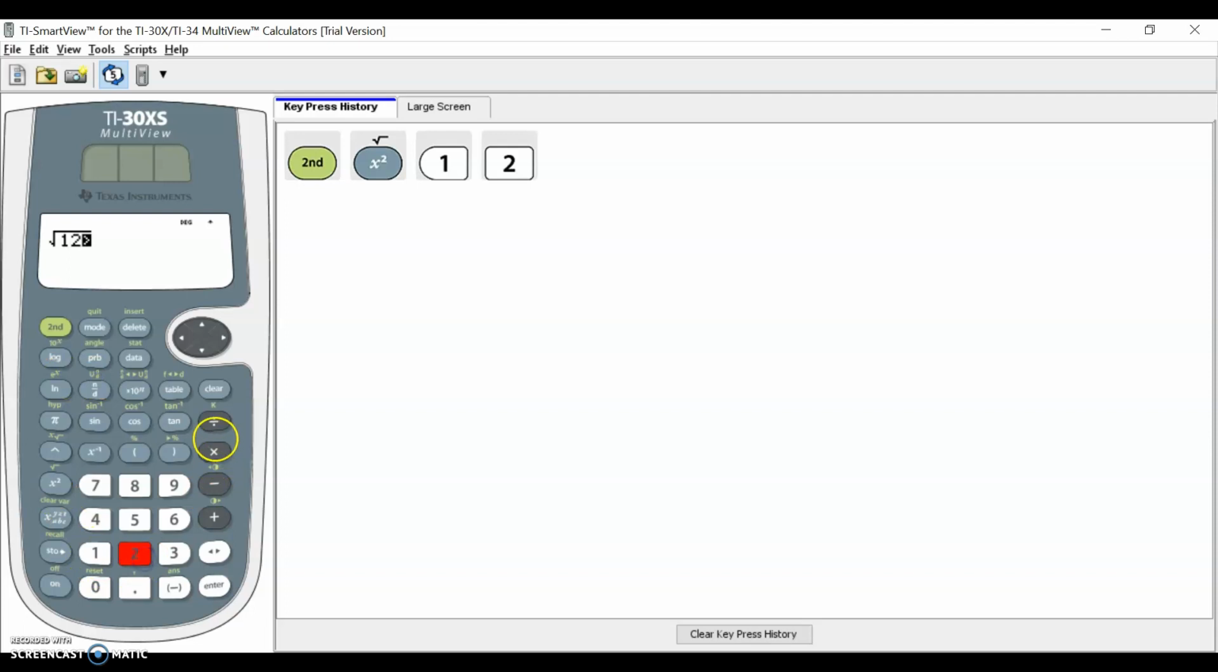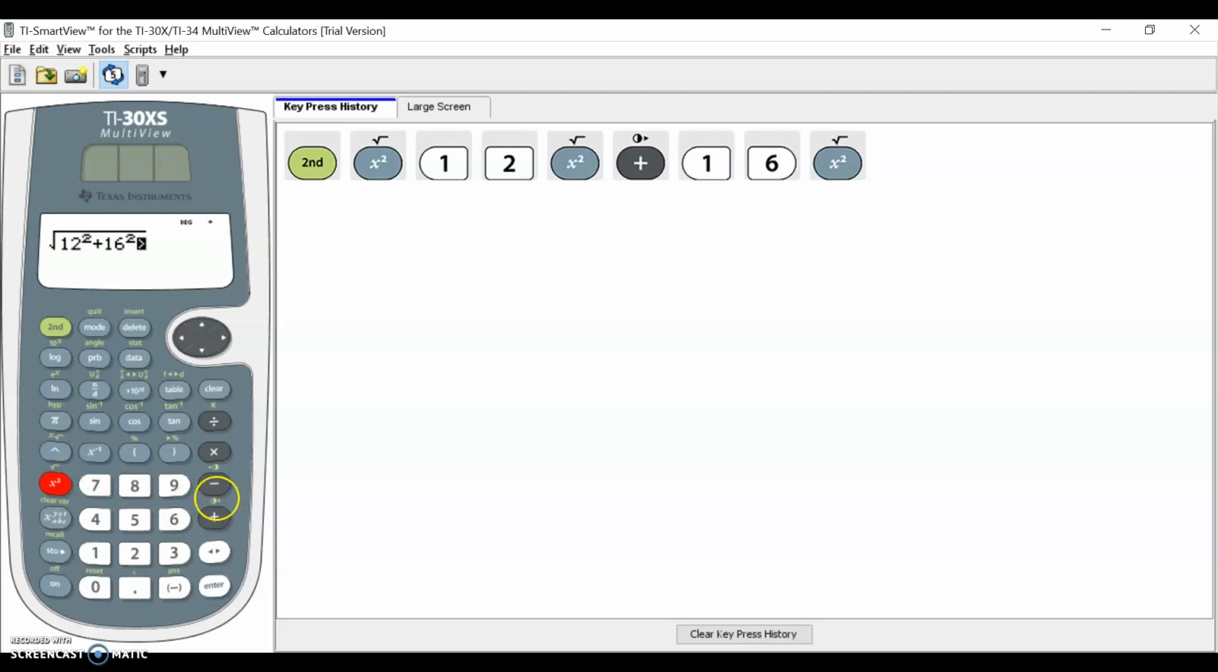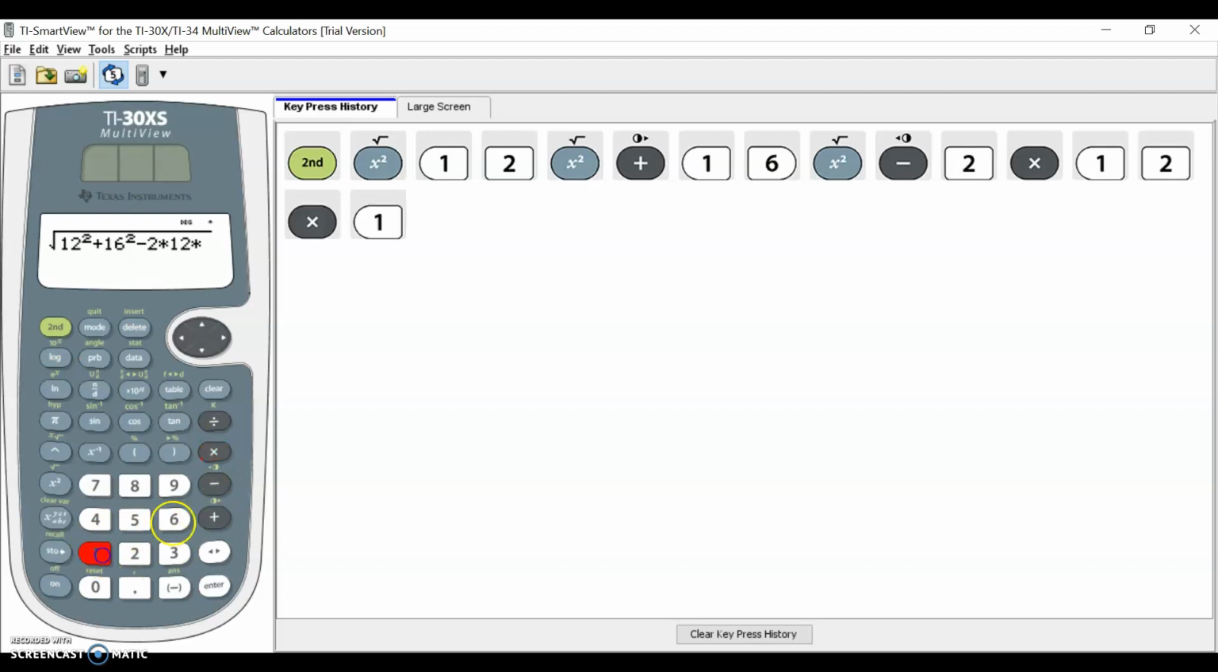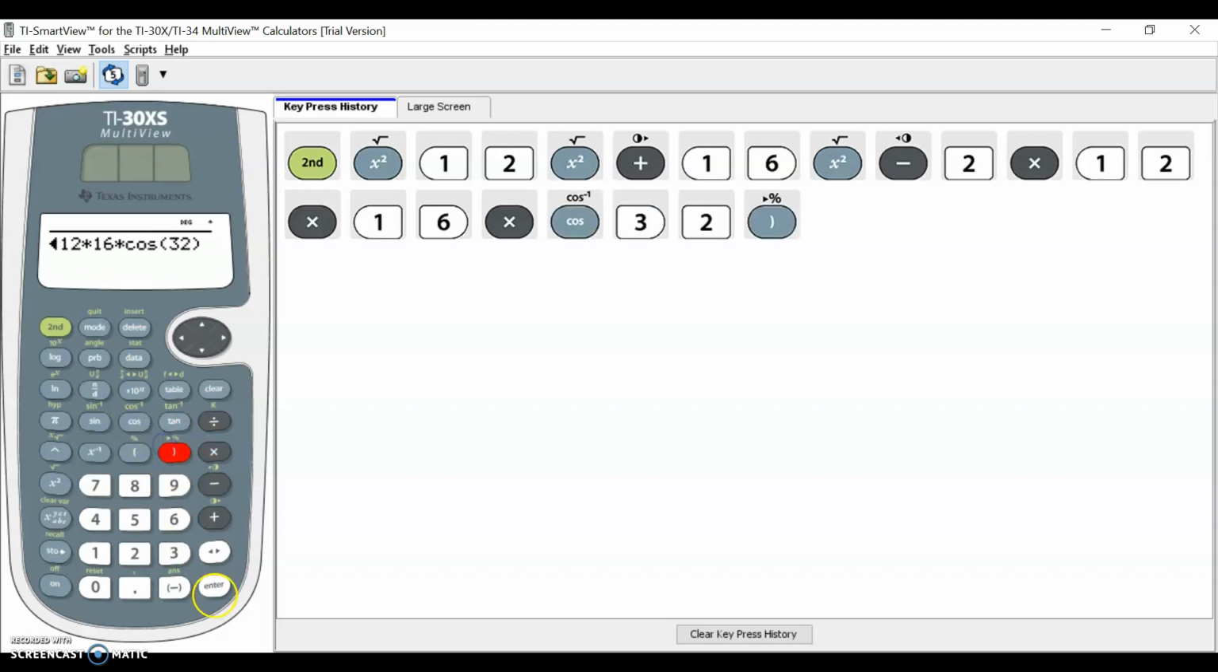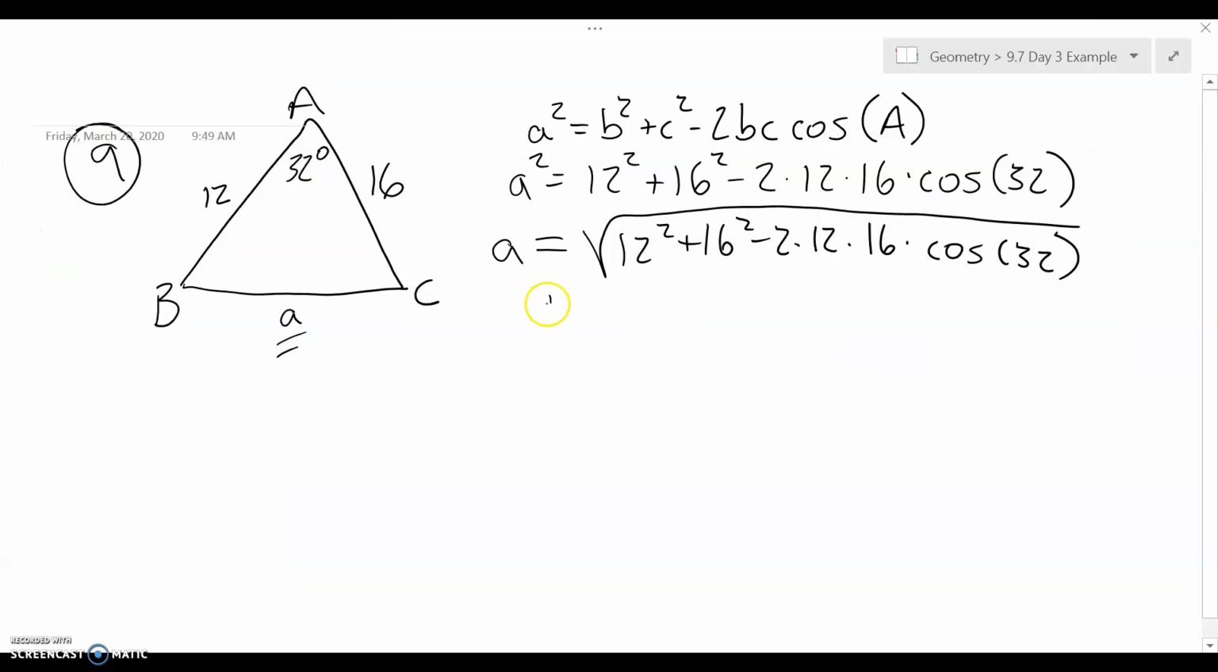I'm going to do 12 squared plus 16 squared minus 2 times 12 times 16 times the cosine of 32. And I'm going to close that off, hit enter, and that gives me 8.6 as my decimal. So I'm going to pop back to our screen, and we're going to say A is 8.6.